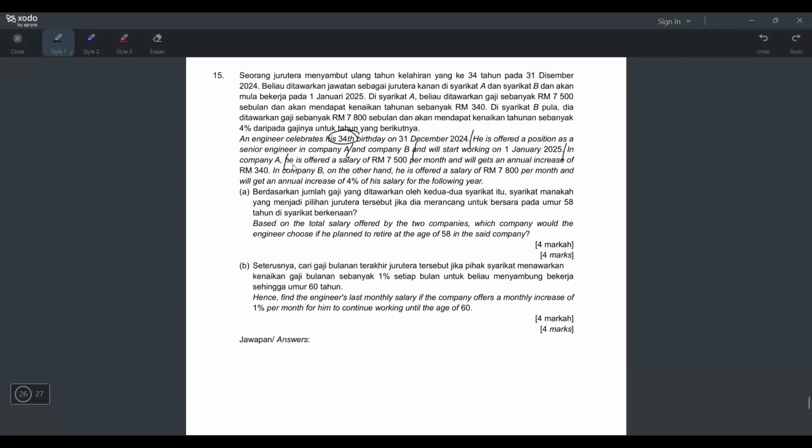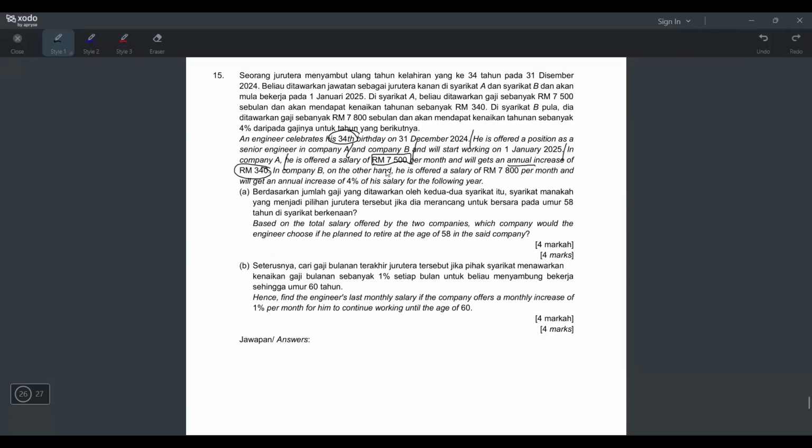In company A, he is offered a salary of 7,500 per month, and he will get an annual increment, annual means 1 year. So 1 year increased 340. But then the salary is for 1 month, right? So it's like the 7,500 is the salary for 1 month, and 1 year, the whole year, 1 year got 12 months, right?